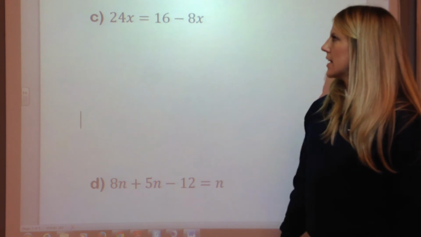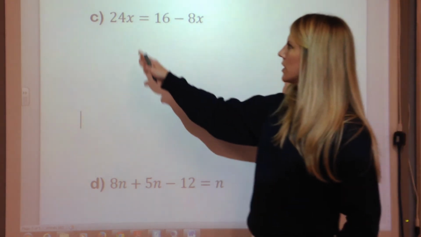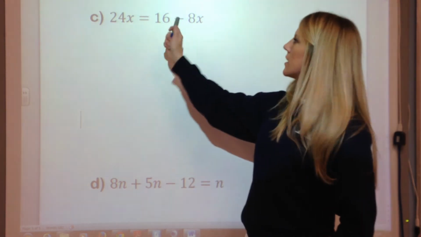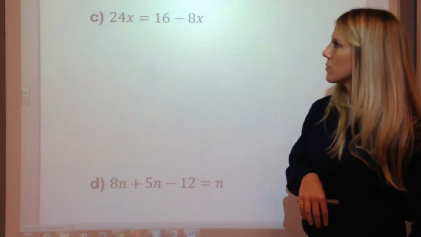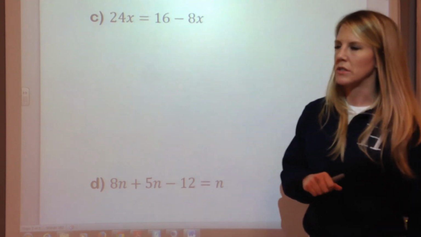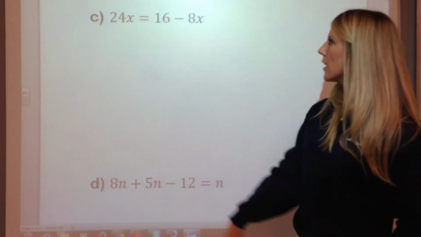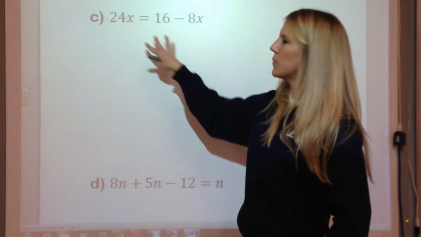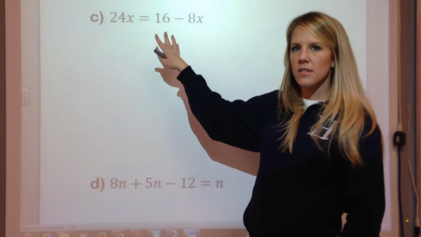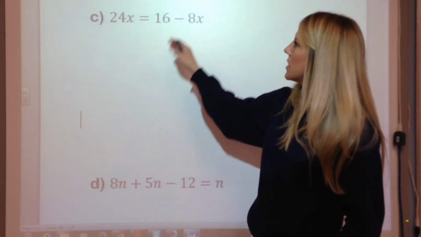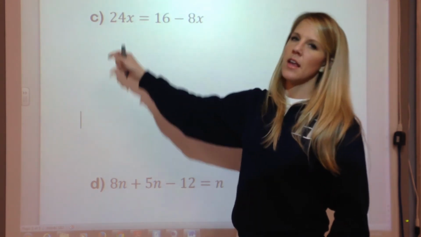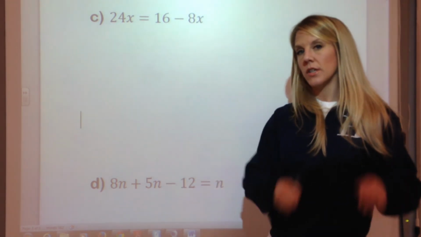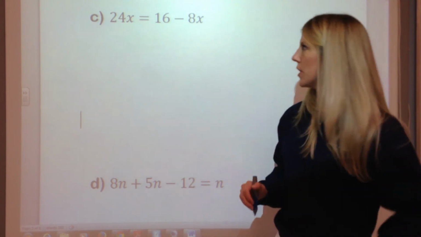24x equals 16 minus 8x. Okay, there's that variable again on either side of the equation. Can I simplify the left side? No. Can I simplify the right side? No, they are not like terms. So let's move the variable to one side. Now here's the thing. Yes, we could subtract 24x from both sides, but then I end up with the variable and the number on one side. So the easiest thing, what probably makes the most sense, would be to go ahead and add 8x to both sides. That way I end up with a variable on one side, constant on the other, because remember, that is the goal. Get the variable to one side, constants to the other.